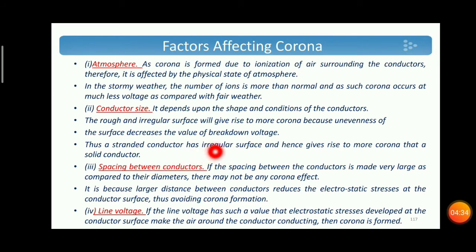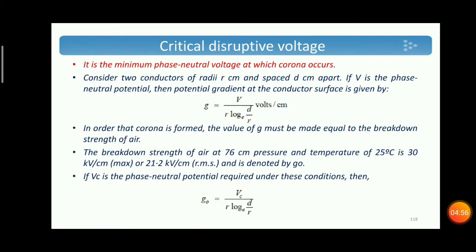Then the spacing between the conductors. If the spacing between the conductors is very large compared to the diameter, the corona discharge will be less due to the reduced effect of electrostatic stresses between the conductors. And the main factor is line voltage. If the line voltage is low, the corona discharge will be less.